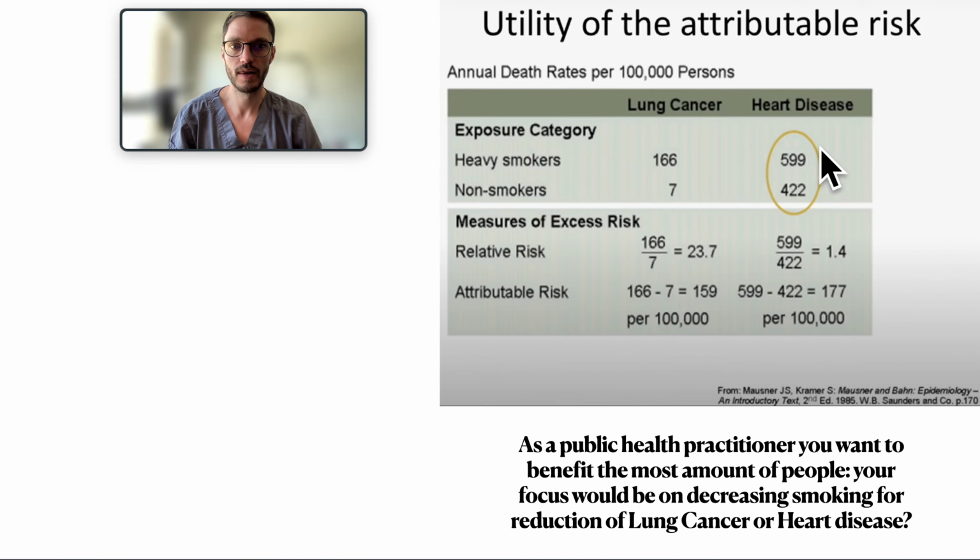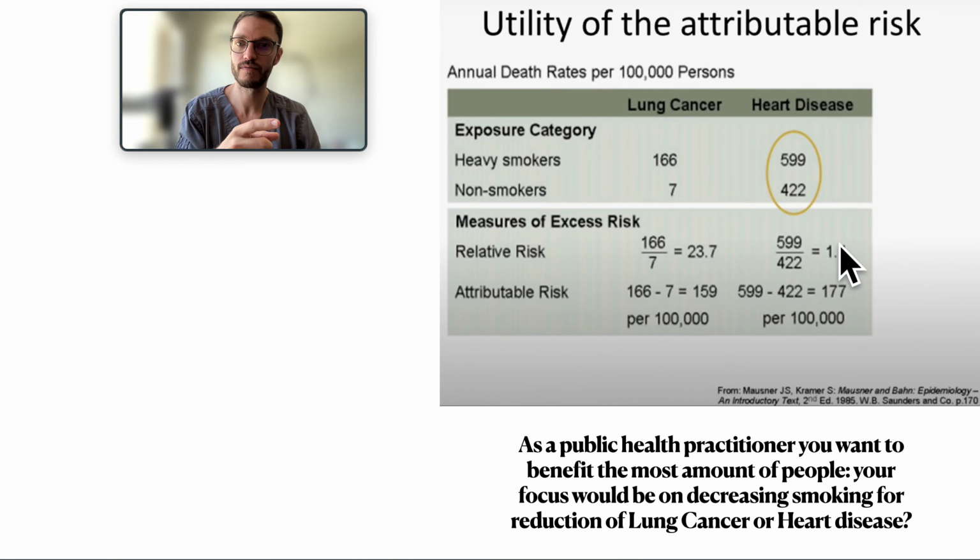For example, let's look at smoking and would be the exposure for 2 outcomes. One outcome is lung cancer, the other outcome is heart disease. The relative risk calculated for lung cancer would be 23.7. That is huge. So it means that a smoker has 23.7 times the risk of developing lung cancer in Y amount of time as compared to a non-smoker.